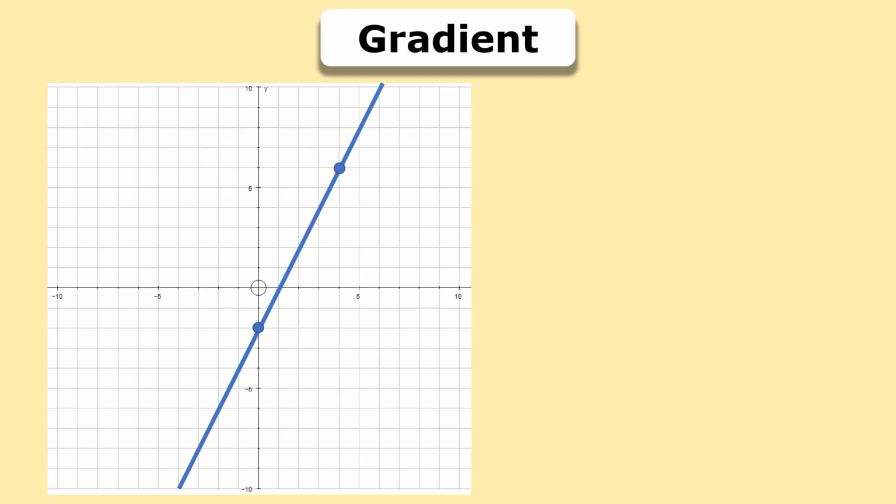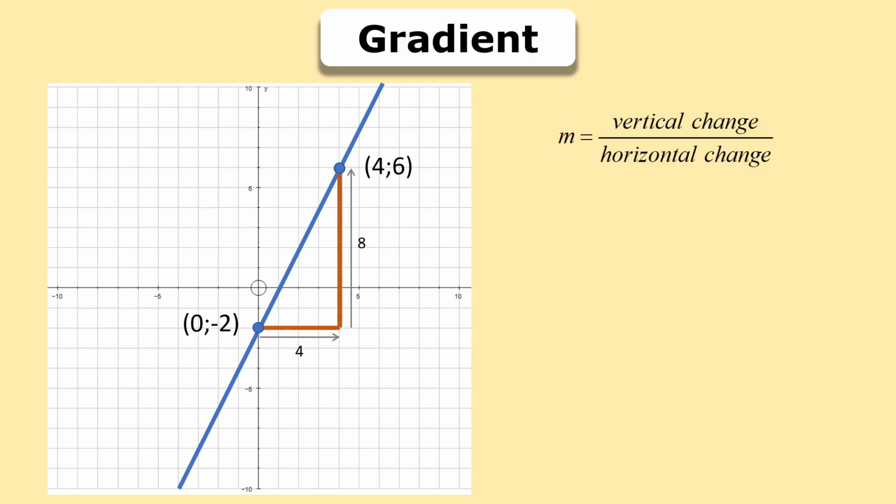Let's practice. 2 points. The coordinates (0, -2), and (4, 6). Step 1, we write down the formula. Vertical change divided by horizontal change. Which means we must say 6 minus -2 and 4 minus 0. Remember, always first the y values that need to be subtracted. And that is 8 divided by 4. So the gradient is positive. It slopes up to the right and it is 2.